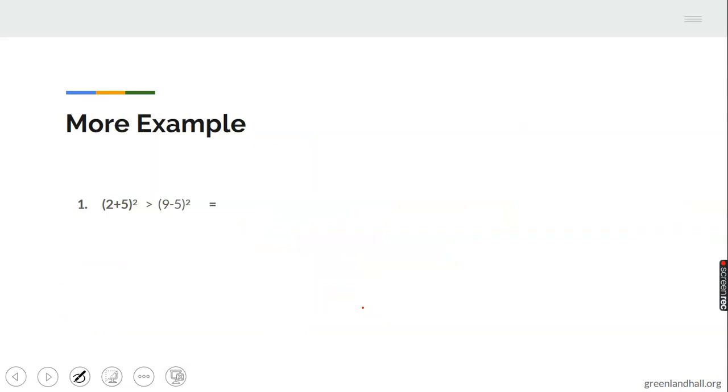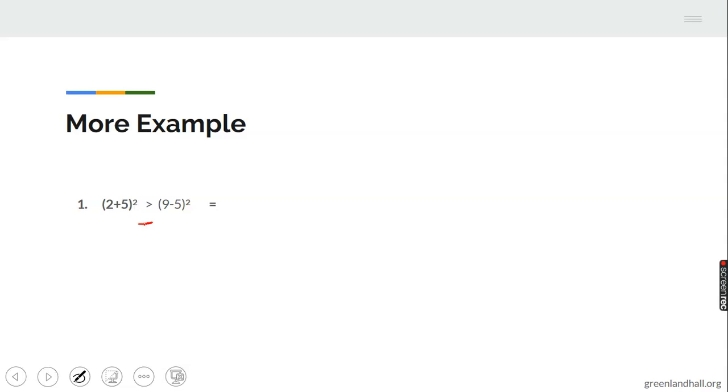We have more examples. Look at this one. Take a look at this one. You should get it. It's very simple. We have 2 plus 5 square. And then we have a sign here. Is it greater than or less than? Okay. This is the greater than sign. And greater than sign means what? It means plus. So all you have to do, just take a look at the questions and make sure you are getting it correctly.